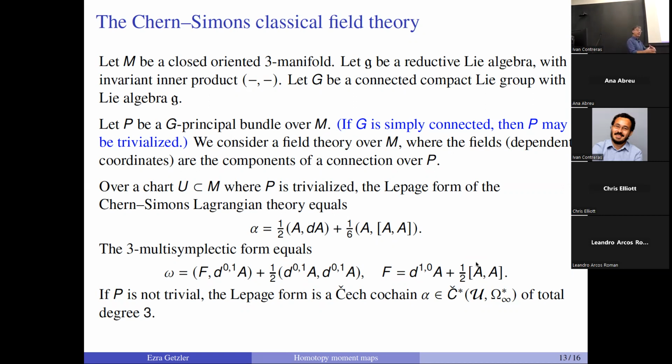You can't write the Chern-Simons action as a single action on a single chart because the Chern-Simons action is not gauge invariant, unlike the Yang-Mills action. So you have to write it as a Čech cochain, or maybe as a Thom-Whitney cochain, and we have to somehow globalize the theory of variational calculus. So the point of my talk is that that is the right context to do the homotopy moment map. I've got 30 seconds. I'll show you some formulas.